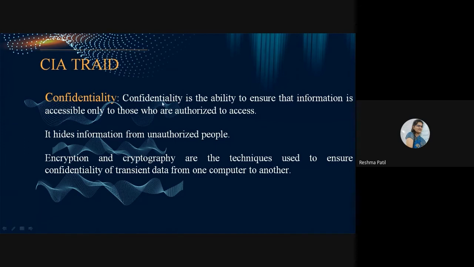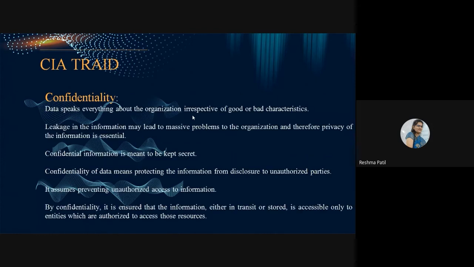Only authorized person will be there. Authorized access will be there. Then data speaks everything about the organization. If you check the data of our website, you will get information about students, employees, lectures, syllabus, examination. On the basis of that website only you will come to know that yes, it is a college website. So data speaks everything about the organization, irrespective of good or bad characteristics.